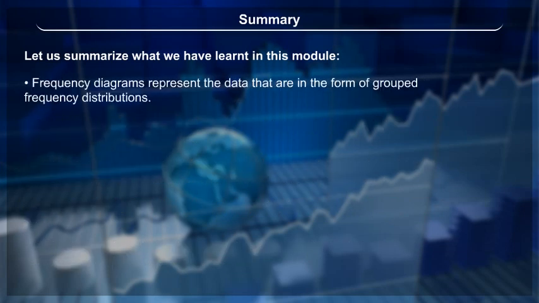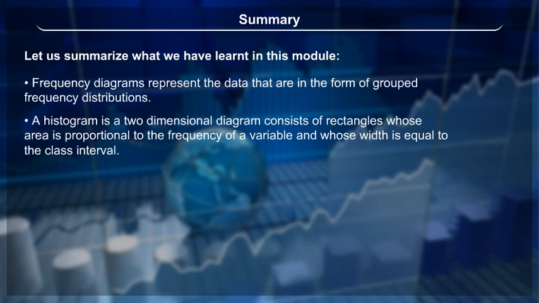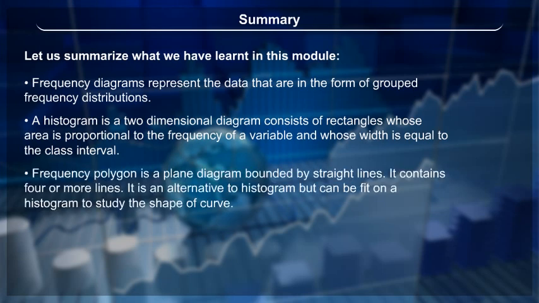Frequency diagrams represent the data that are in the form of grouped frequency distributions. A histogram is a two-dimensional diagram, consisting of rectangles whose area is proportional to the frequency of a variable and whose width is equal to the class interval. Frequency polygon is a plane diagram bounded by straight lines. It contains four or more lines. It is an alternative to histogram but can be fit on a histogram to study the shape of the curve. Ogive is also known as cumulative frequency curve.